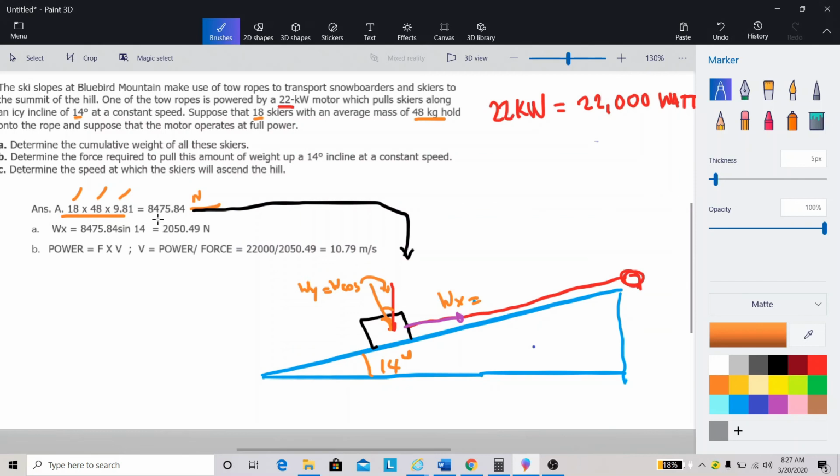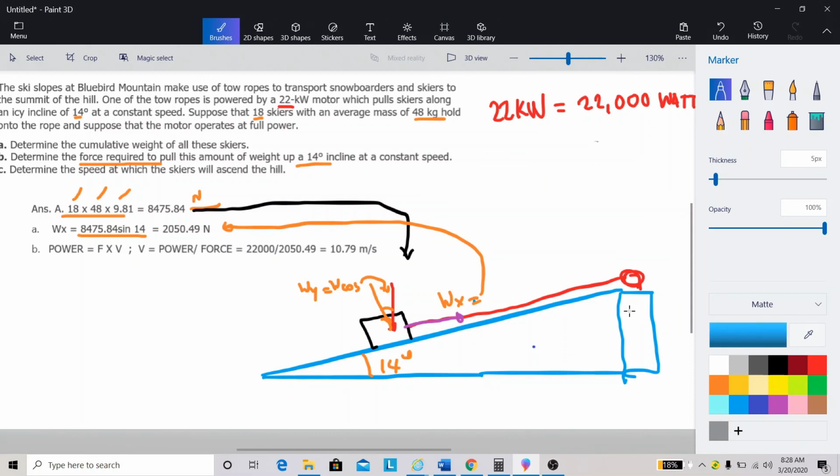What is our W? This, 8,475 sine of 14. There. If you notice, I put that here. That is the only weight or force the question asks for: determine the force applied to pull this amount of weight at a 14 degree incline. That is the only force required. Why? Because this W sub Y acts perpendicular to the displacement.